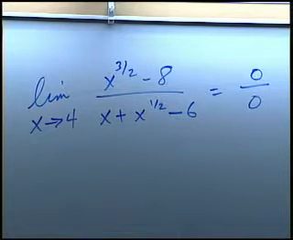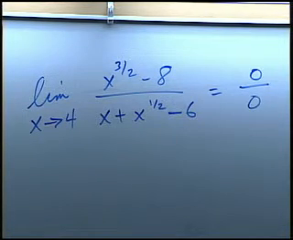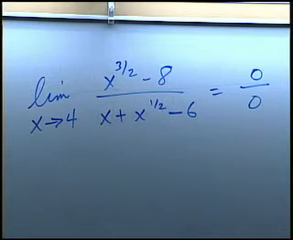There probably is a way, but I don't even know it myself. So this is the reason I brought this problem up. What if we get to this situation, 0 over 0, and we don't see any factors here? What do we have to fall back on?